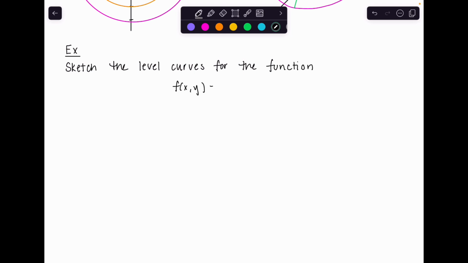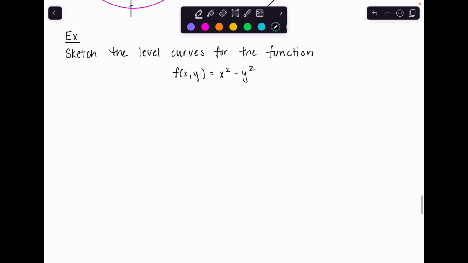Which is x squared minus y squared. So unfortunately, depending on the value of k, you're going to get different types of level curves. So the level curves are the following. We have x squared minus y squared equals a constant.